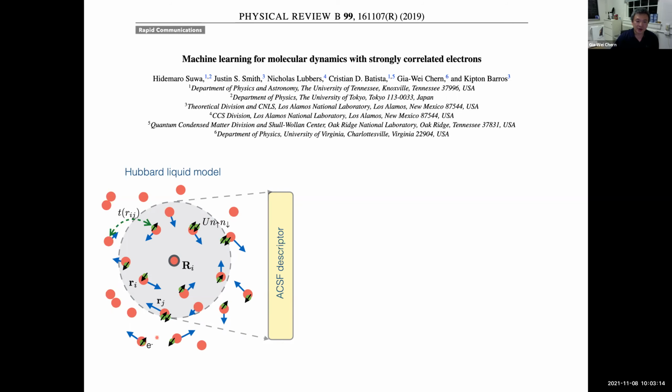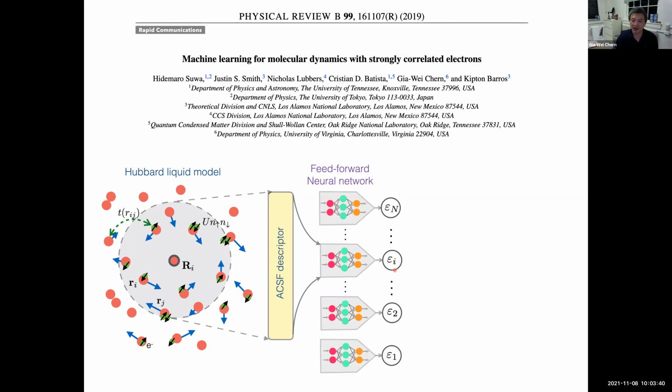So we take the neighborhood configuration and fit it into a descriptor. This will give us a set of generalized coordinates which are invariant under the symmetry operations of the system, like the rotation symmetry or the permutation symmetry. And then once you get these generalized coordinates, you fit them into a neural network and you get the local energy. And then you do this for all the other atoms in the system. Then you get all the energies and you get the total energy.